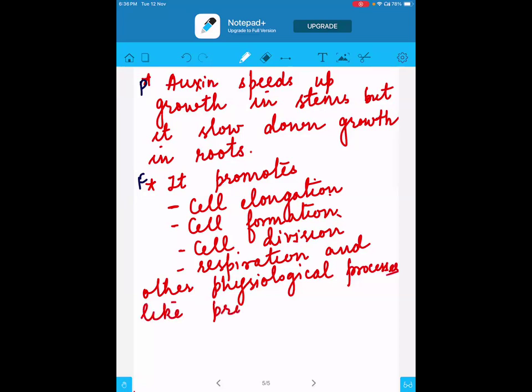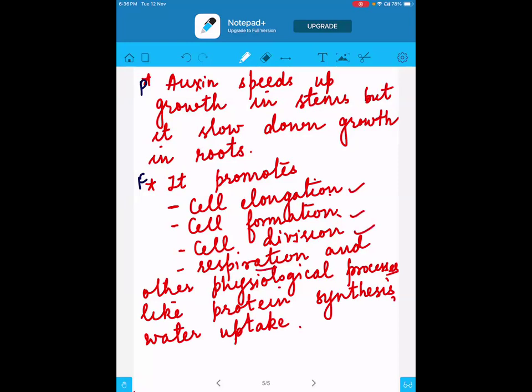Like protein synthesis. So the formation of the protein will also be done by the auxins. Then, apart from that, water uptake. They are taking the water through the stem. That is also responsible because of this auxin. So it promotes cell elongation, cell formation, cell division, then respiration, also physiological processes like protein synthesis, water uptake, etc.